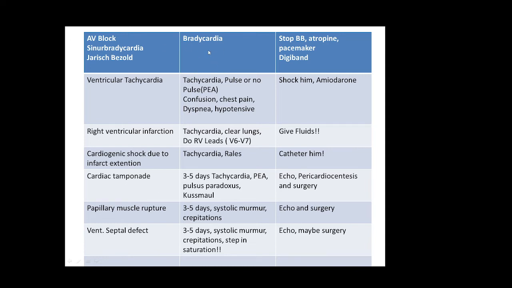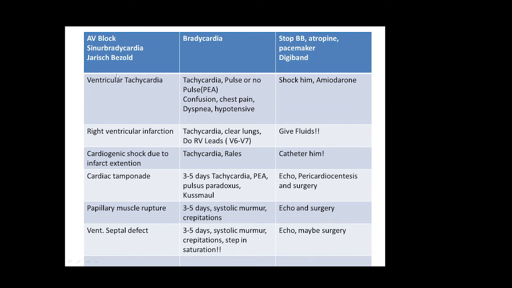So in this case, what do you do if there is an AV block, sinus bradycardia, or Bezold-Jarisch? For these three conditions, you have to stop beta blockers. For AV block, you administer atropine, and you think about a pacemaker. If the patient is taking digitoxin, maybe he has digitoxin intoxication, so you might also use Digibind, which is a monoclonal antibody that binds digitoxin.